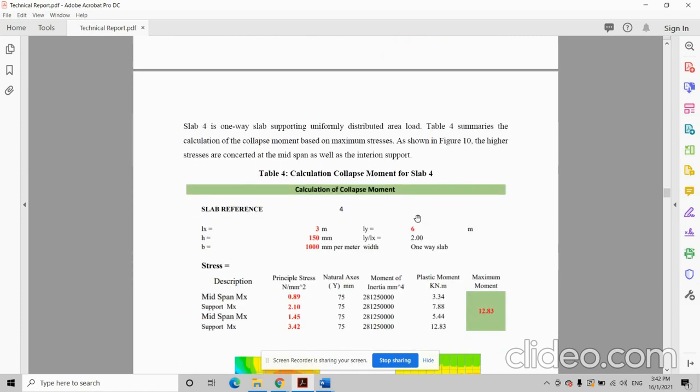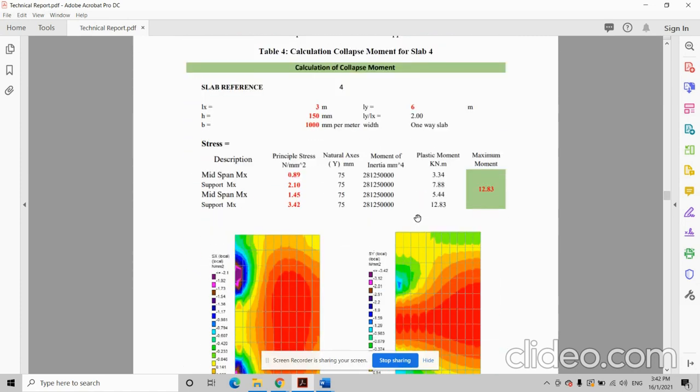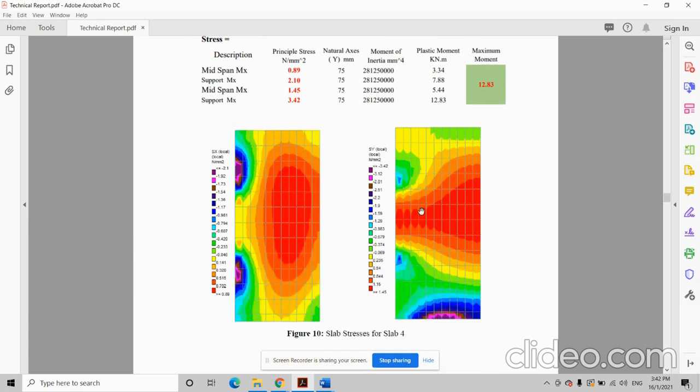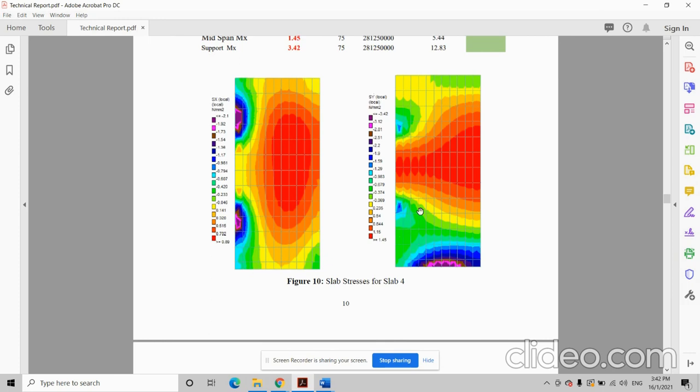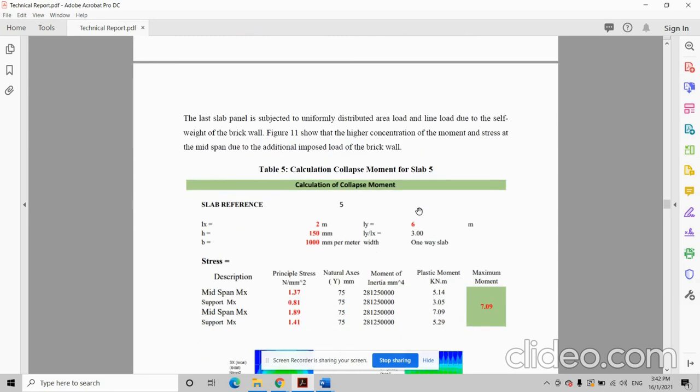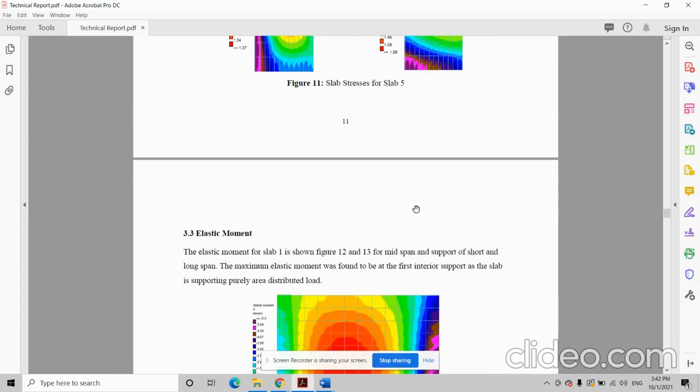Slab 4 is a one-way slab supporting uniformly distributed area load. The last slab panel is subjected to uniformly distributed area load and line load due to the self-weight of the brick wall. Next is elastic moment.